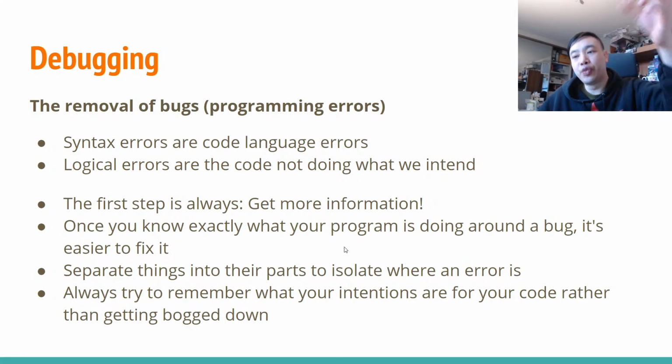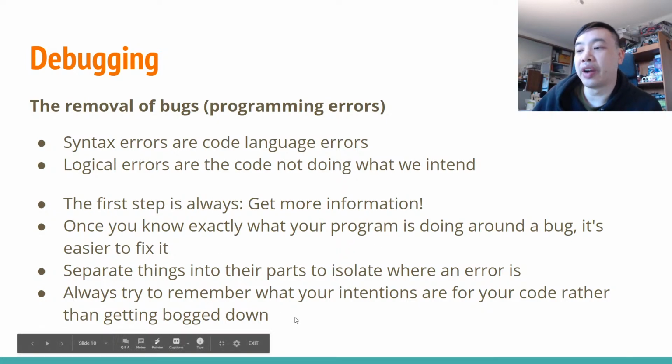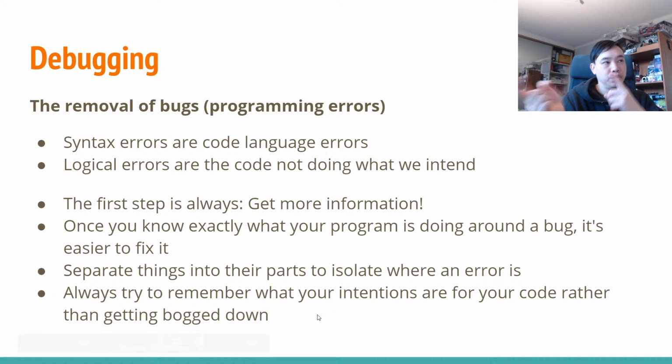But if we can separate the parts, we can isolate the code where we can see what's going on, and we can find our errors. When we're thinking about logical errors, it's always good to go back to the questions. If you've written down clearly in advance what you intended to do with the code, you can always go back to that and say, okay, this was my intention. How am I meeting that intention? Is it working or not?